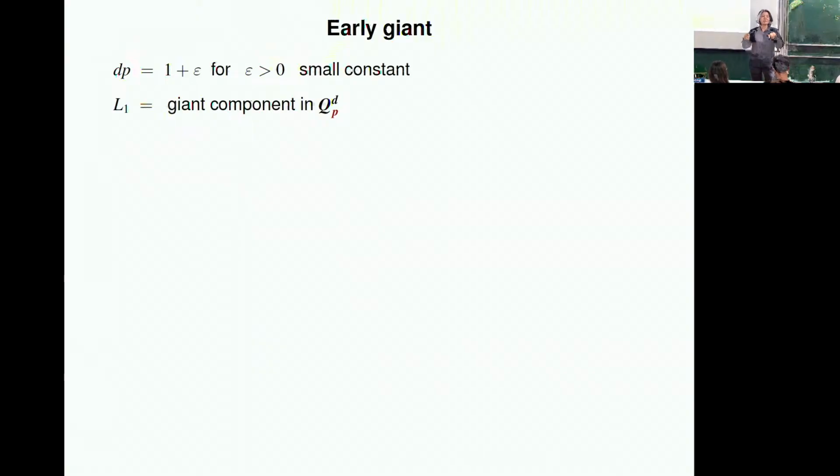It's too complicated for this particular talk, so I skip. But let's say epsilon is a very small, tiny constant. Yeah? So 1 plus epsilon, just above the threshold, right? Therefore, I call it the early giant. What can you say about the early giant? It's just born, just above the threshold.